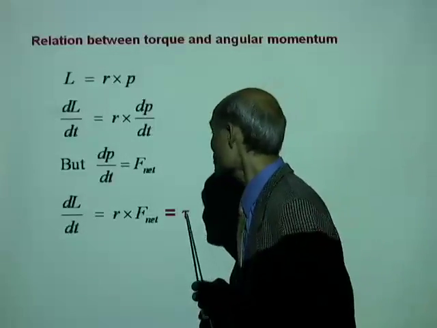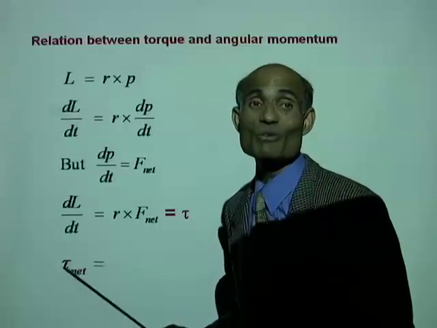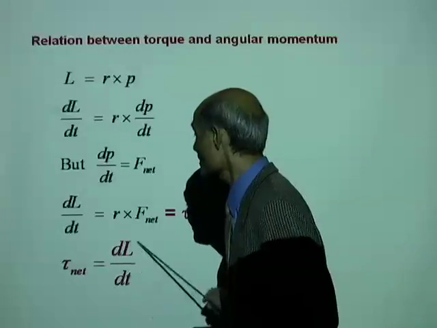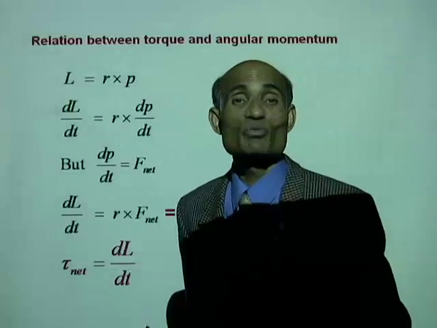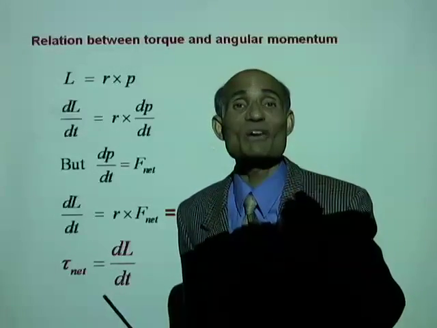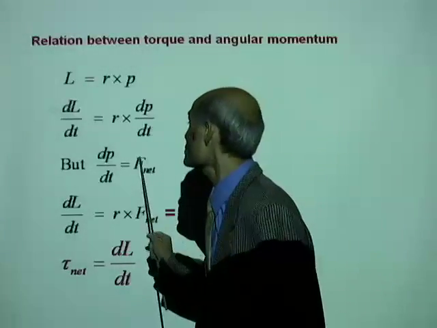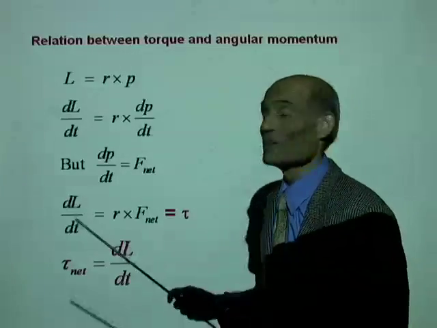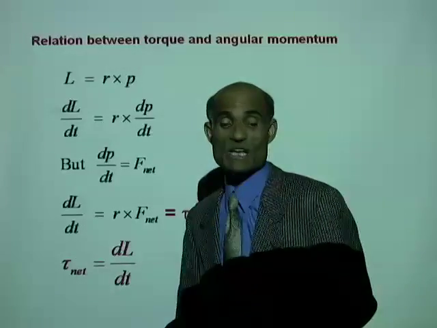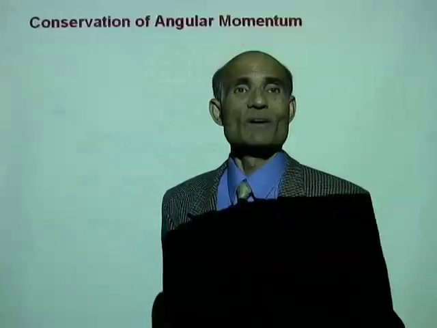And therefore, what do you see? Tau equals dL over dt. Isn't that what we were looking for? Net torque is the rate of change of angular momentum. See how beautiful. The net force is the rate of change of linear momentum. The net torque is the rate of change of angular momentum. All right.